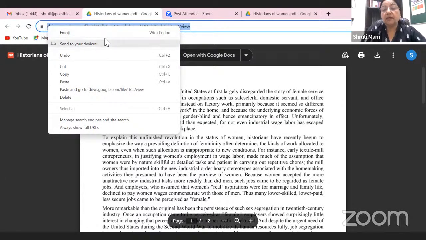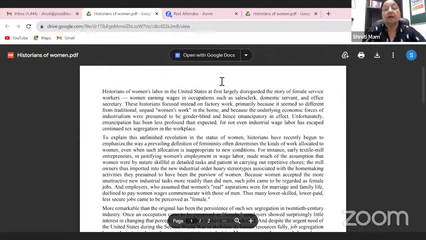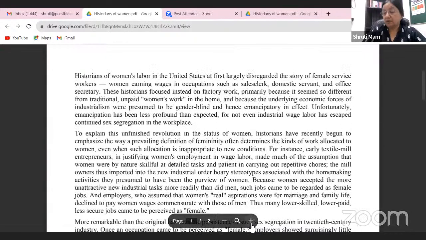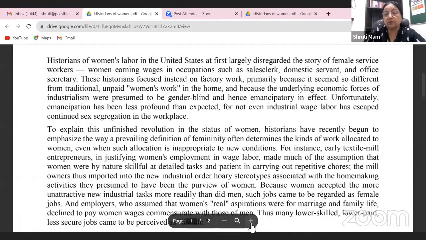So here's your article. I think all of us can look at the article. I'm sharing the article with you. Are you all able to see the article now? I think it's visible on the computer screen. I've increased the font size also.